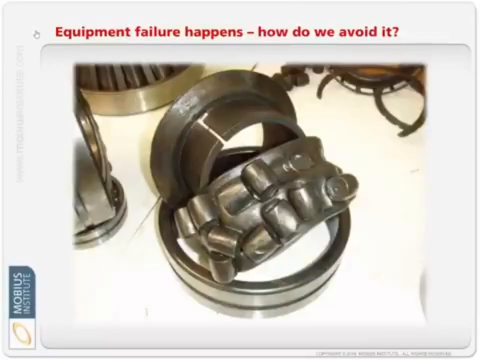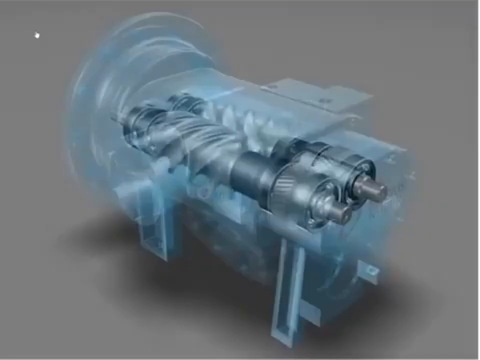So let's talk about vibration analysis. You know, equipment failure happens. I'm sure if you're listening to this, you're already well aware of that fact. The question is, how do we avoid it? How do we catch signs of the bearing failing or anything else failing via vibration analysis so that we can manage the repair process? We can plan and schedule that process.